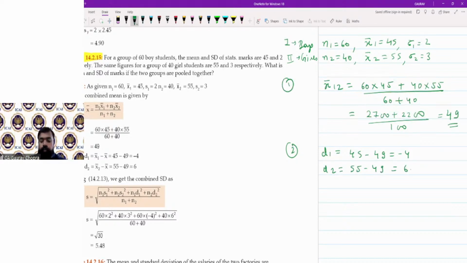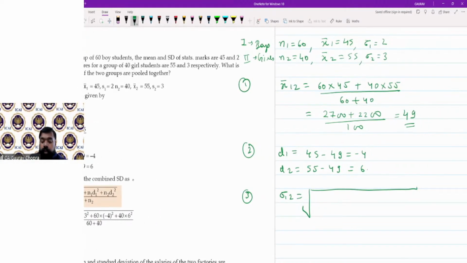This is D1, D2. Now, at last, what we require is combined standard deviation. So put all the figures n1 sigma 1 square. So 60 into sigma 1 square is 2 square plus n2 sigma 2 square plus n1 d1 square plus n2 d2 square upon n1 plus n2 is 100. Now you can simplify this on your calculator and get the result.